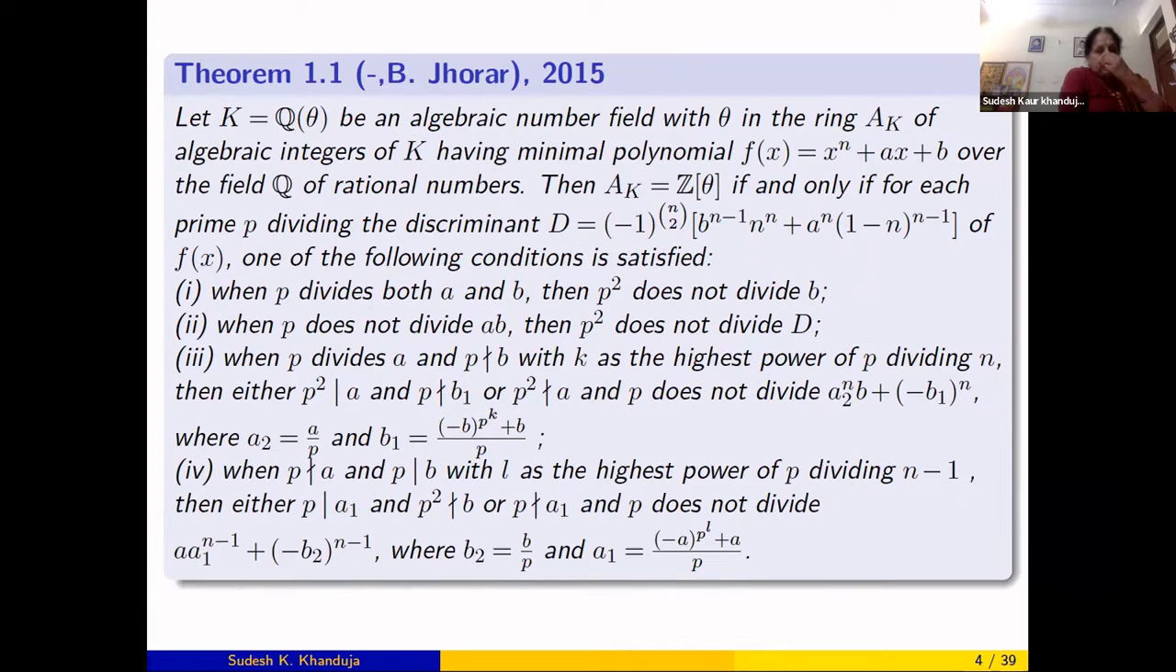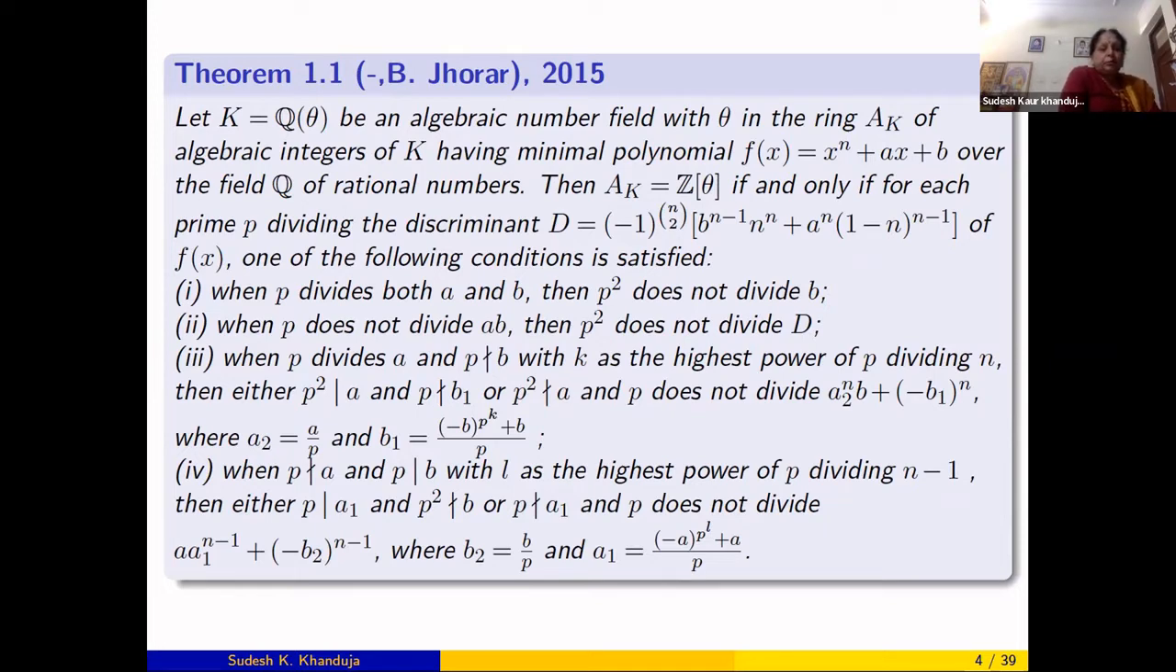Let K equal to Q(θ) be an algebraic number field with θ in the ring A_K of algebraic integers of K having minimal polynomial f(x) equal to x^n + ax + b over the field Q of rational numbers. Then A_K equal to Z[θ] if and only if for each prime p dividing the discriminant D equal to (-1)^... [(-1)^{n-1} (n^n b^{n-1} + (-1)^{n-1}(n-1)^{n-1} a^n)] of f(x), one of the following conditions is satisfied.